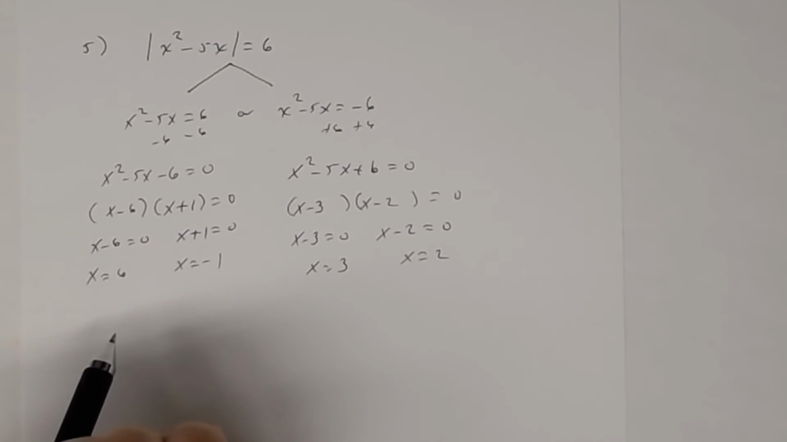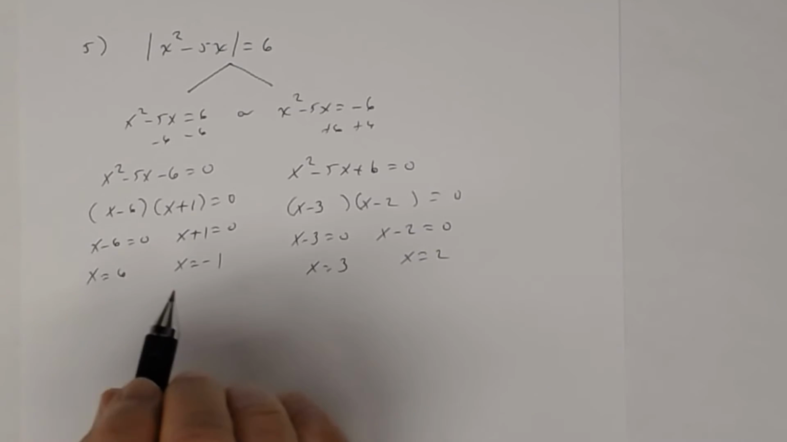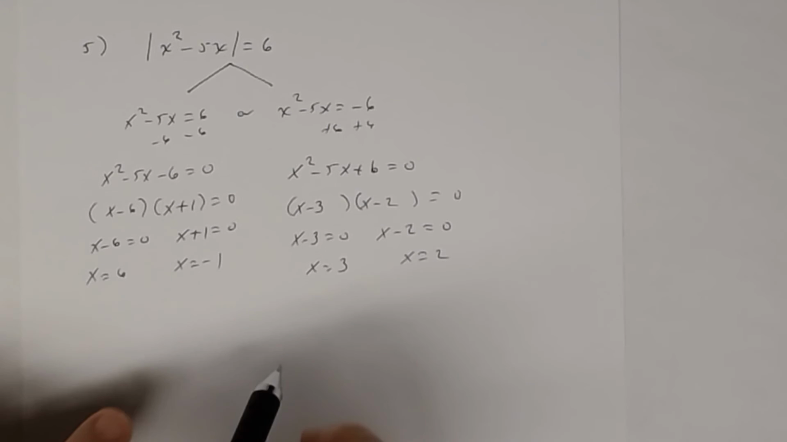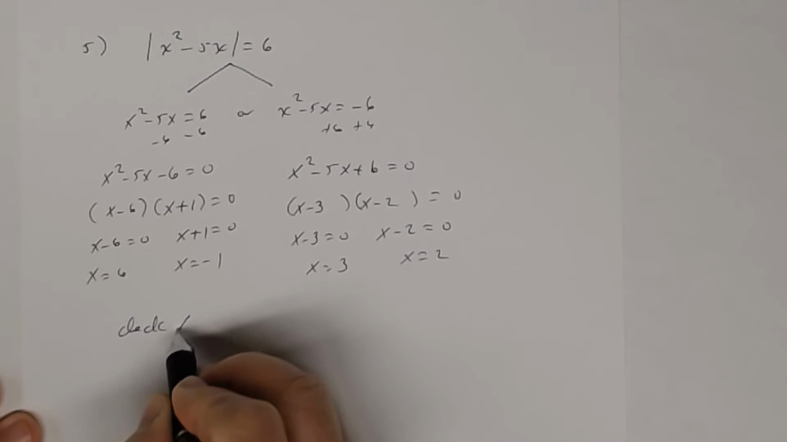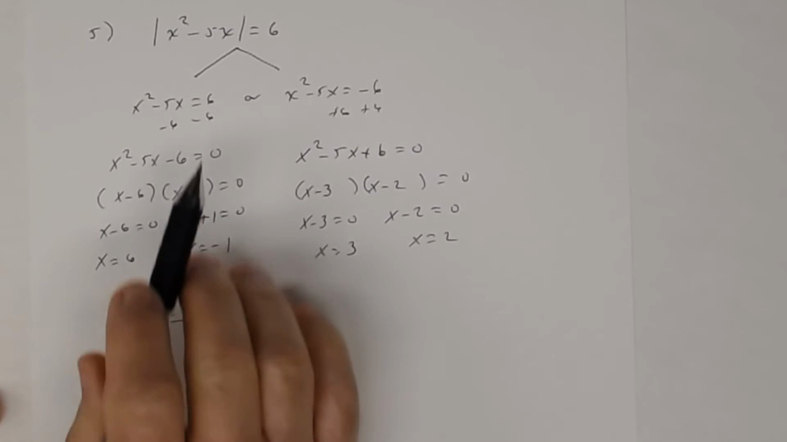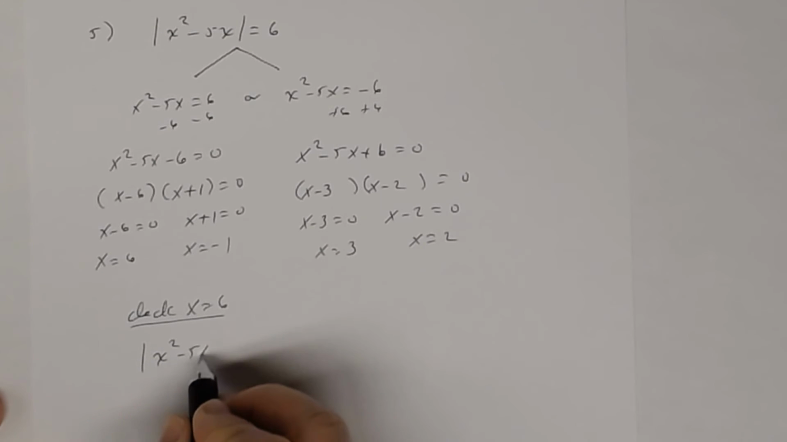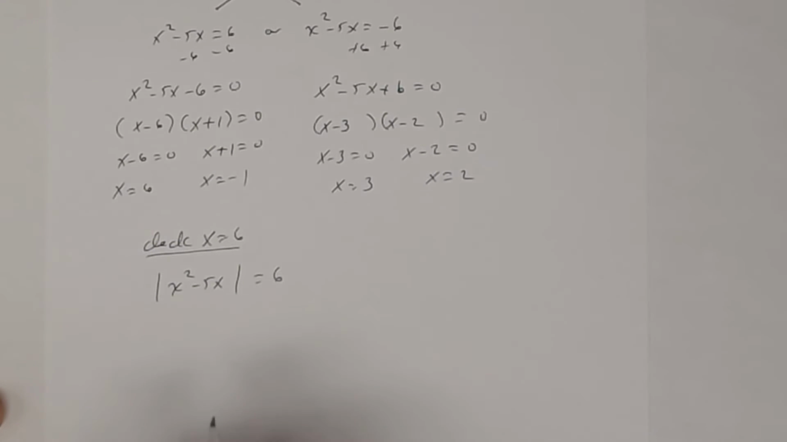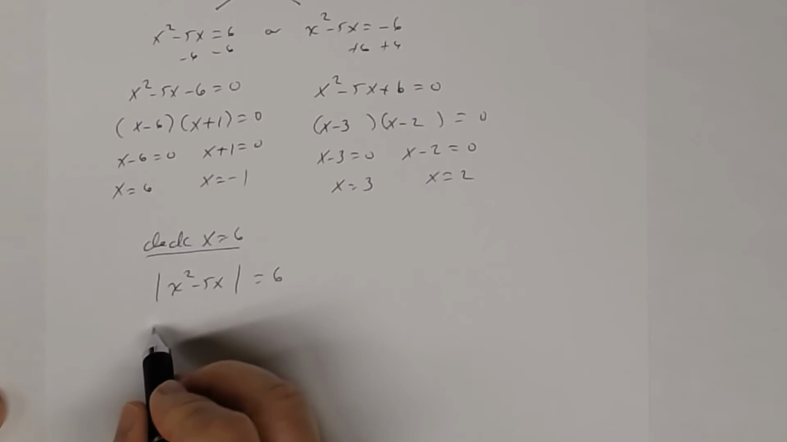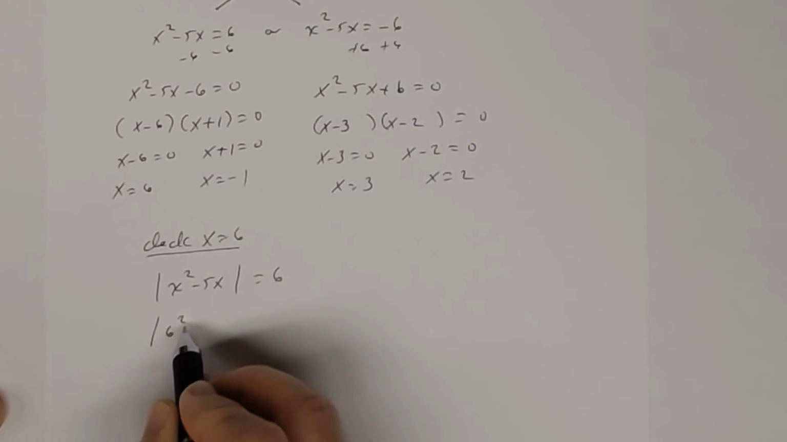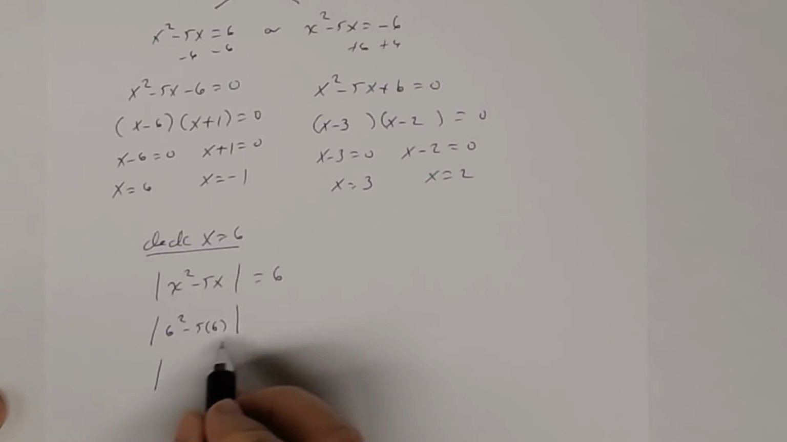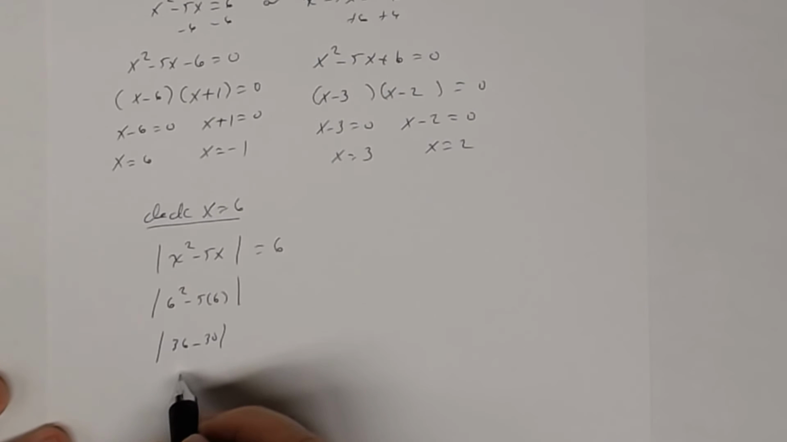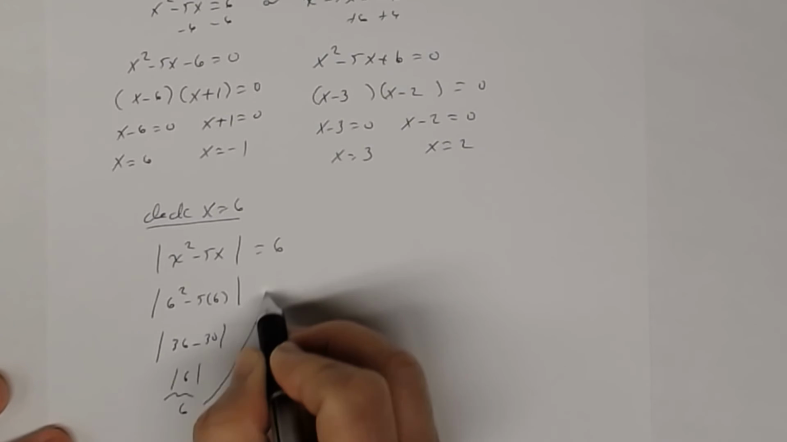Okay? And you can check each one if you want to. For example, let's go ahead and do 6 right here. So let's just check 6, just to show you. So x equals 6, you go back to the original, right? So x squared minus 5x, absolute value, and we'll see that's equal to 6. So we see the variable x, and you substitute 6. And so you get 6 squared minus 5 times 6, right? 6 squared is 36. Don't forget the absolute value bars. 36 minus, and then 5 times 6 is 30. 36 minus 30 is 6, and the absolute value of 6 is 6, which is what you had there.